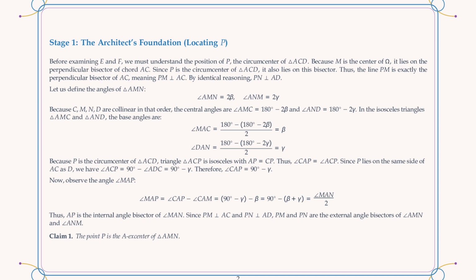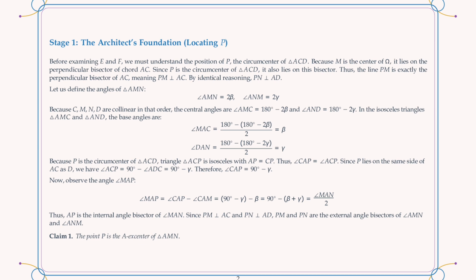Because P is the circumcenter of triangle ACD, triangle ACP is isosceles with AP equal to CP. Thus, angle CAP equals angle ACP. Since P lies on the same side of AC as D, we have angle ACP equals 90 degrees minus angle ADC, which is 90 degrees minus gamma. Therefore, angle CAP equals 90 degrees minus gamma.